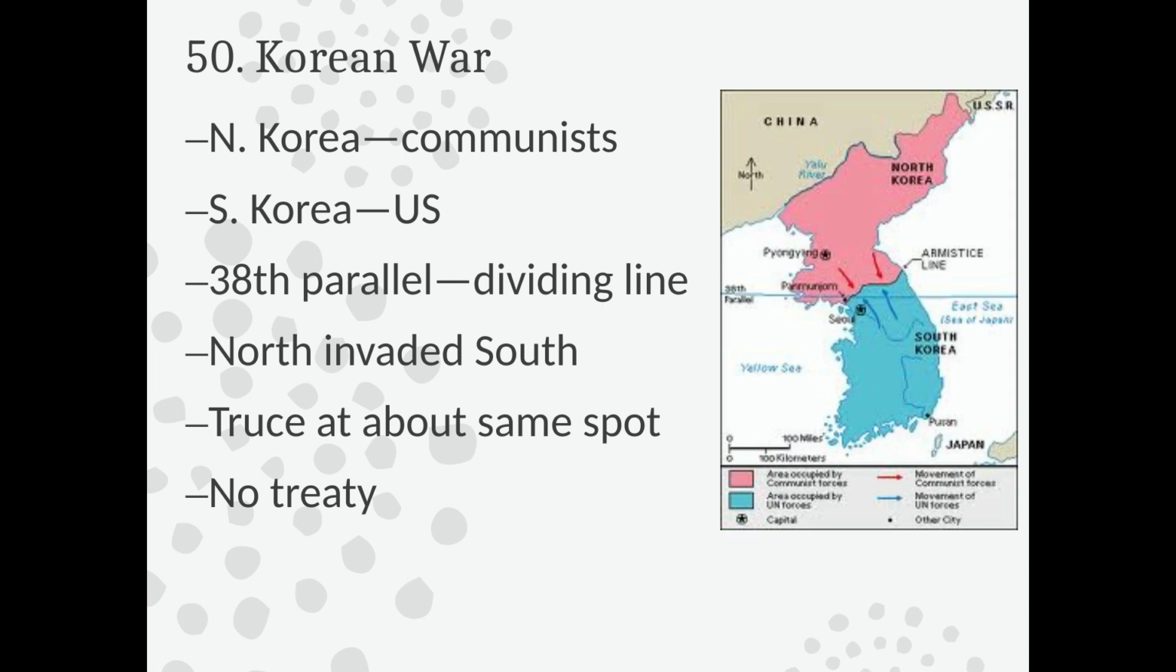In the early 1950s, we get a showdown in Asia between the communists in North Korea and the U.S.-backed government in South Korea. After the war, the Korean Peninsula had been divided at the 38th parallel, which was the dividing line. North Korea would invade the South, only to be pushed back to that line, and they signed a truce, meaning to stop fighting at about that same spot. So the 38th parallel still divides North and South Korea to this day, and there was no official treaty ending this war.